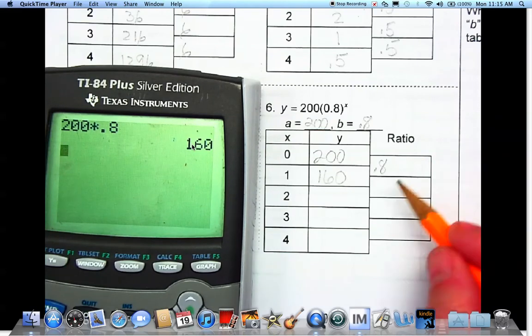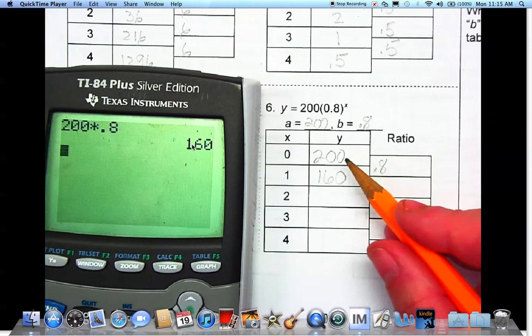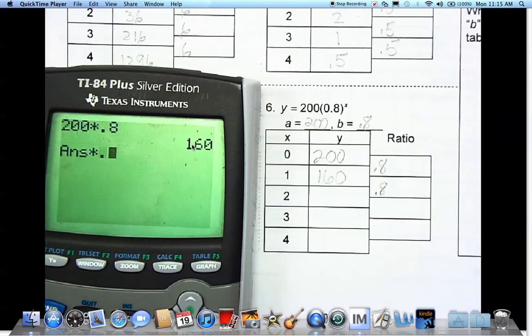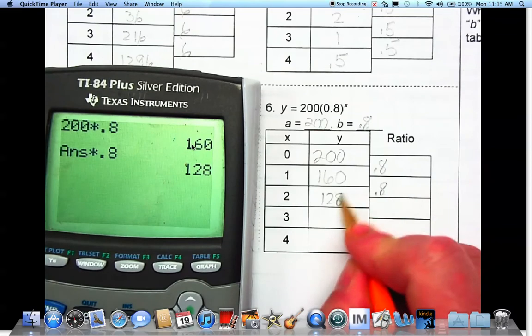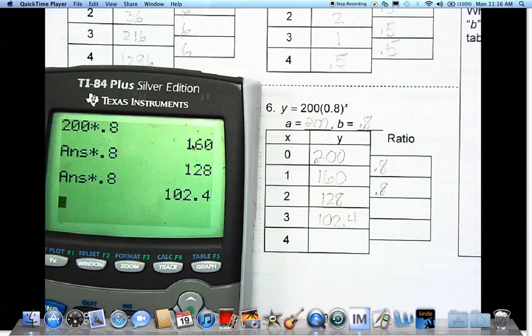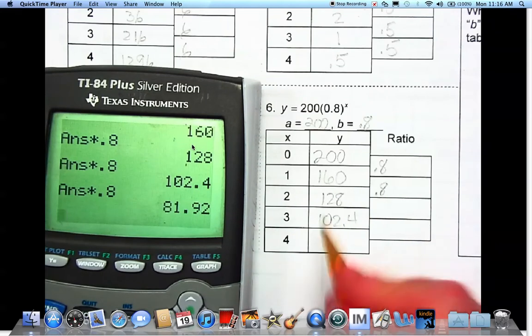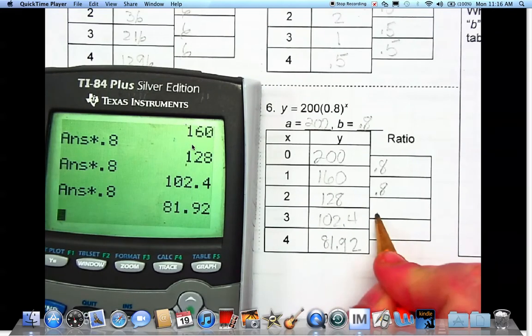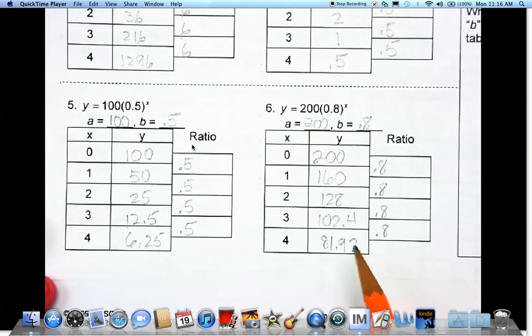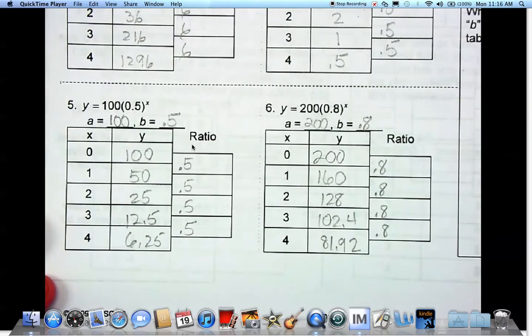Another way to think about that is 0.8 is equal to what percent? 80%. It's only worth 80% of what it originally was. And then you multiply by 0.8 again, don't you? And it's 128. 102.4. 81.92. So it started out at 200, and after 4 times, it is at 81.92.